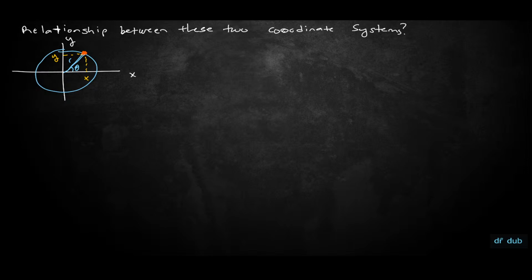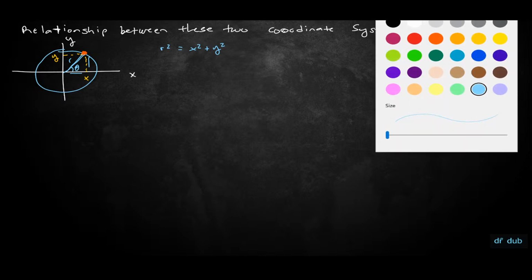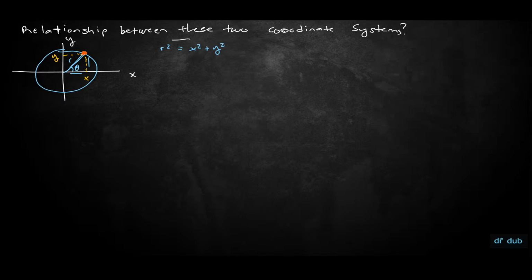So from trigonometry, we see a right triangle with a leg of x, a leg of y. So r squared equals x squared plus y squared. So that's the first relationship we want to note from polar coordinates to Cartesian coordinates, is that r squared is equal to x squared plus y squared.